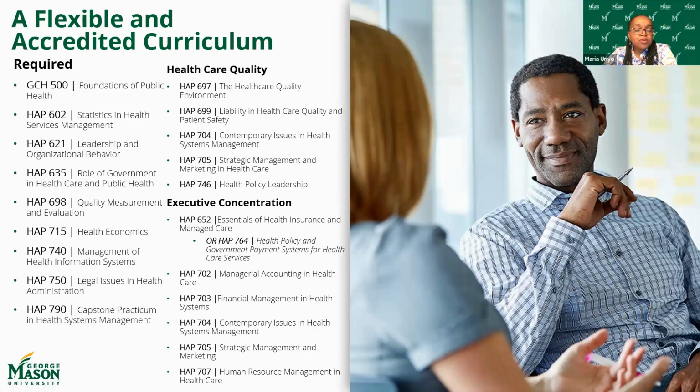Okay, so in terms of the curriculum, it consists of 45 credits. The left side shows you the required core classes that you have to take. Because we're in the College of Public Health, all our incoming new students will take a class in the Foundations of Public Health, GCH 500. And then on the right side, you have the ability to have a concentration in healthcare quality, or just have the executive concentration.